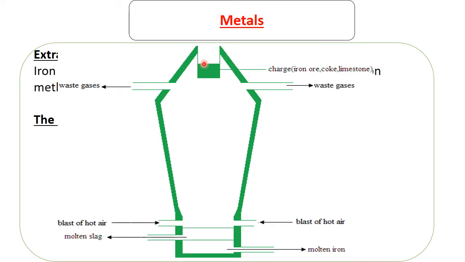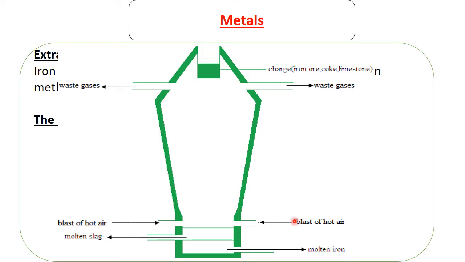So when the three are combined in here, they are roasted in here. What happens is the coke, which is carbon, is going to combine with oxygen. That combination of coke and oxygen is an exothermic reaction, meaning that it releases heat to the external environment. So that will help in keeping the temperature very high in here.